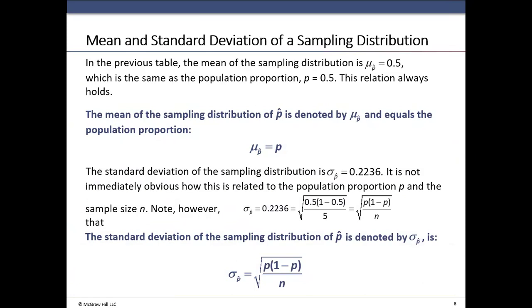The standard deviation of the sampling distribution, sigma p hat, as we indicated in the previous slide, is 0.2236. It is not immediately obvious how this is related to the population proportion p and the sample size n. However, note that sigma p hat, 0.2236, is the square root of 0.5 times (1 minus 0.5) divided by 5. What is 5? 5 is the sample size. What is p? The population proportion is 0.5. So the formula for sigma p hat, the standard deviation of the sampling distribution of p hat, is given by the square root of p times (1 minus p) over n.